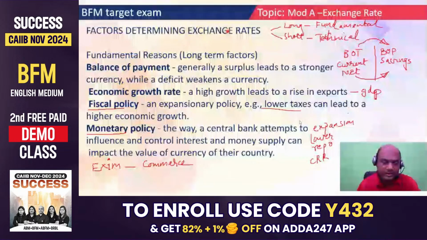What is balance of payment? Everyone pay attention. Basically, there are two accounts for any country. Forget the country, let's talk about a normal businessman. Every businessman will have two accounts. One is a saving account, second is a current account. Saving account is for his own money, own expenses. Current account is for the business, right? Similarly, a country also has two accounts: current account and saving account.